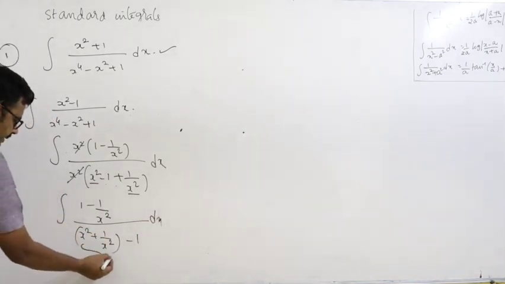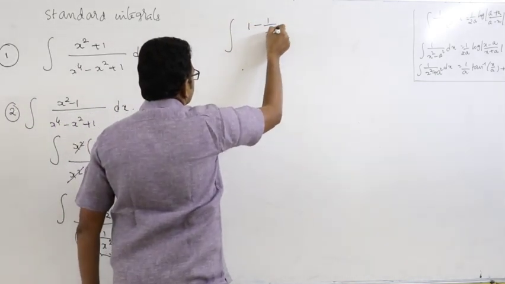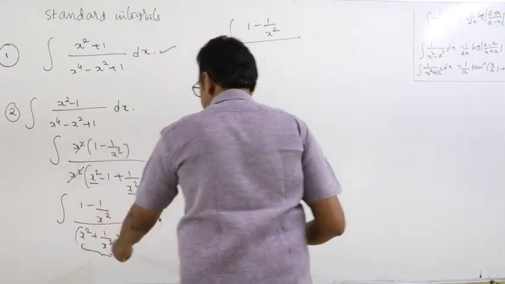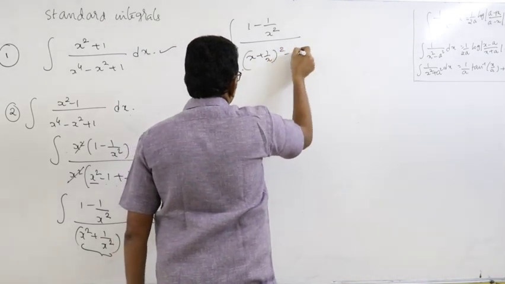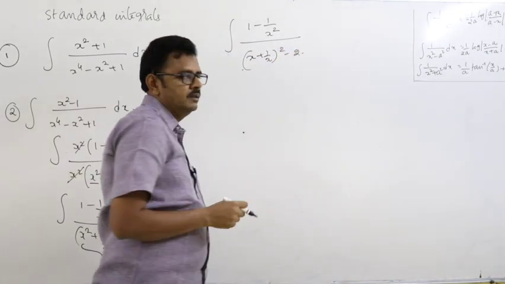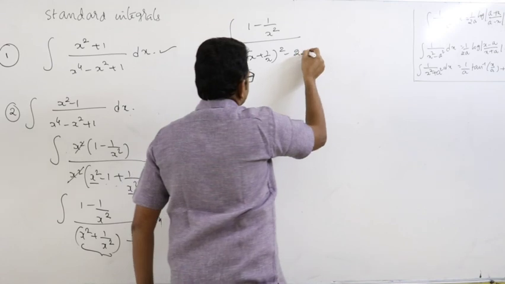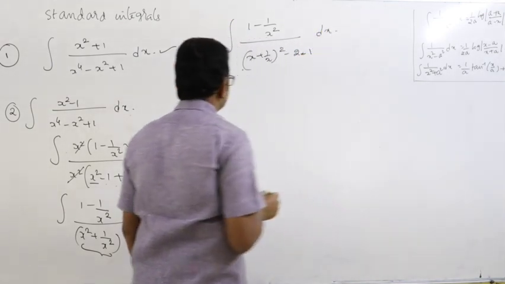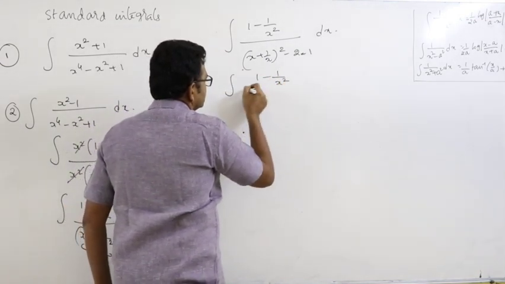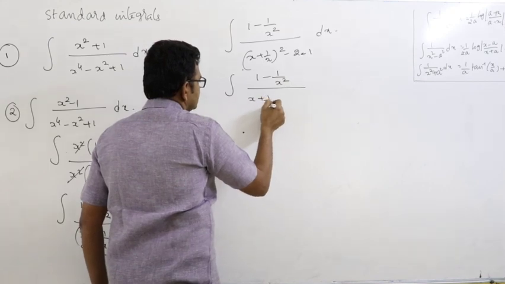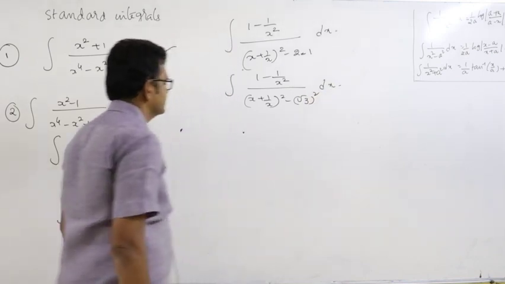Here this you write: integral 1 minus 1 by x square, by a square minus b square can be written as x plus 1 by x whole square minus 2 into x into 1 by x. x into 1 by x gets cancelled. So minus 1 dx. So this is integral 1 minus 1 by x square by x plus 1 by x whole square minus root 3 whole square dx.